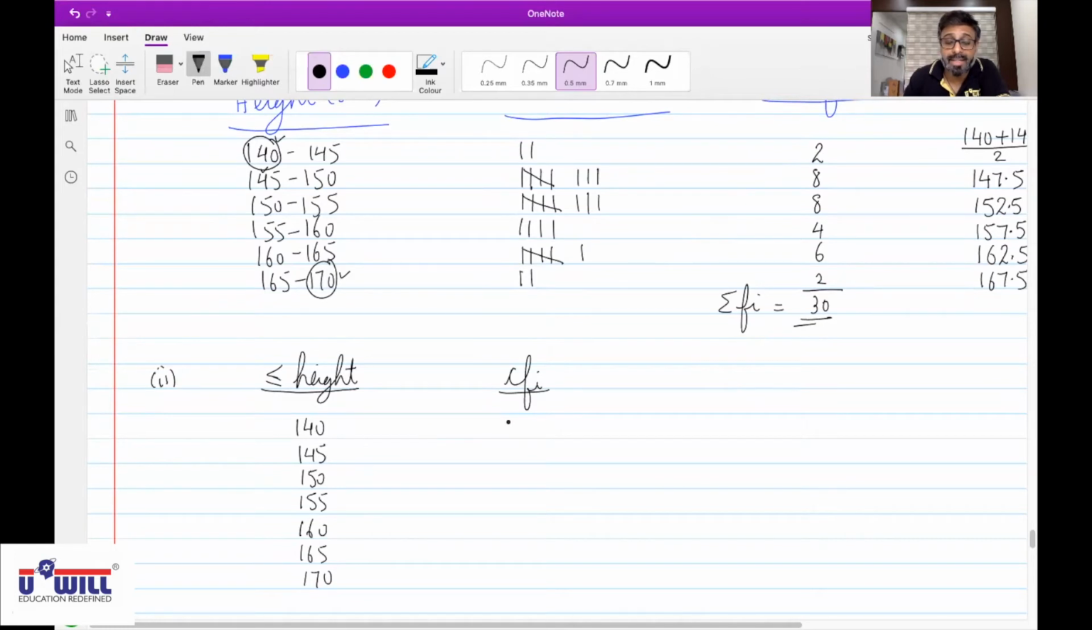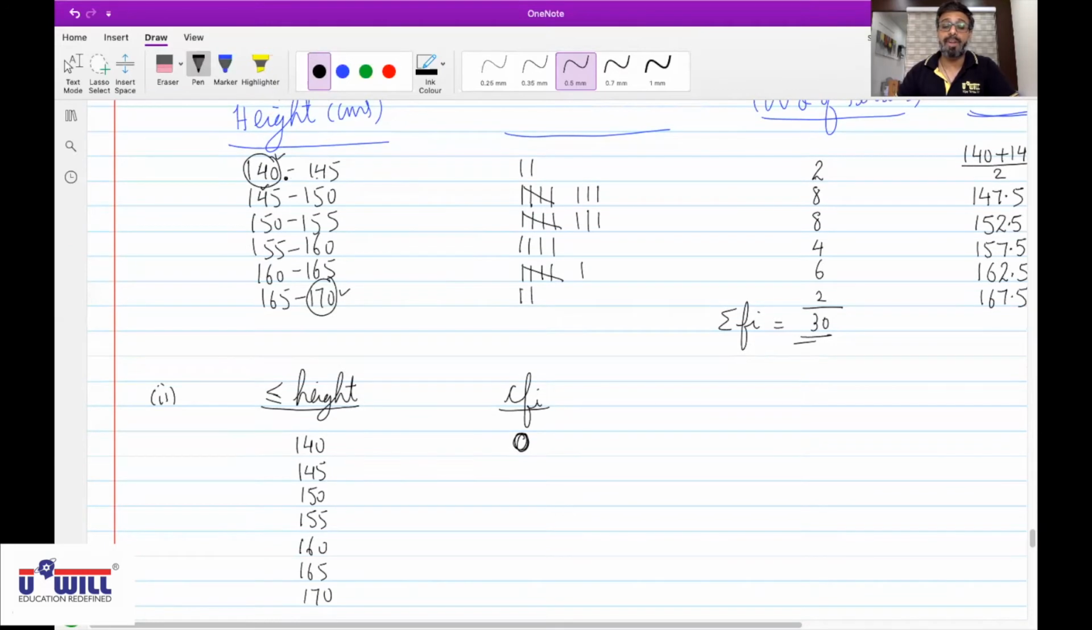First one you'll take 0. You don't remember the rules? Tell me, are there two persons having height between 140 to 145? Okay, Varun. Is there any person having height less than 140? No. So 0. First one will be 0. And one more thing, all of you make a mention. Don't use the sign of equal to. In less than, we will not use the sign of equal to. Okay, simply less than.